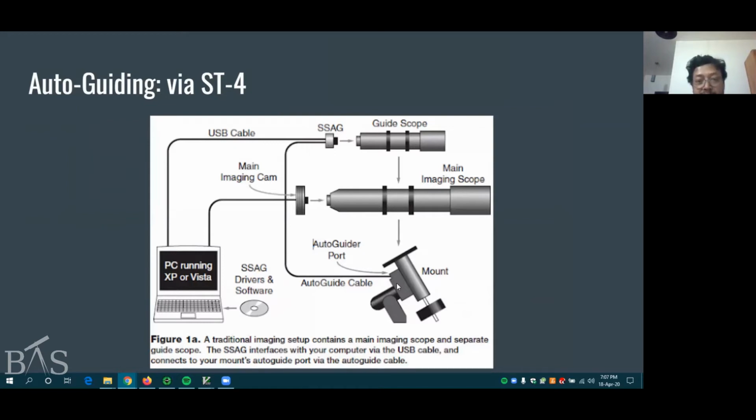So this is called guiding via ST4. This particular connection, from the guiding camera to the mount, is usually connected to something called the guide port, also known as the ST4 port of the mount. So this is typically known as auto guiding via ST4 connection. If you look at the cable, it looks like a telephone cable, RJ45 at both ends. That's how this is achieved.